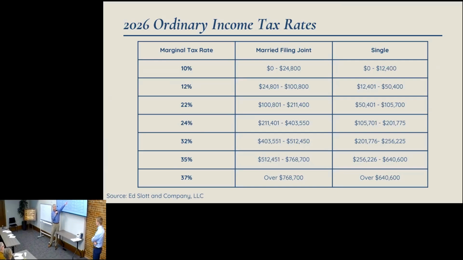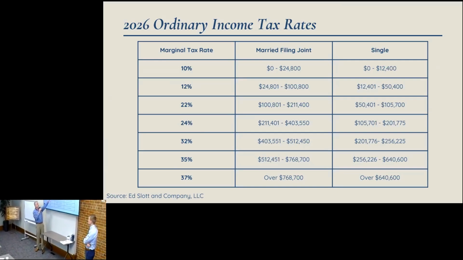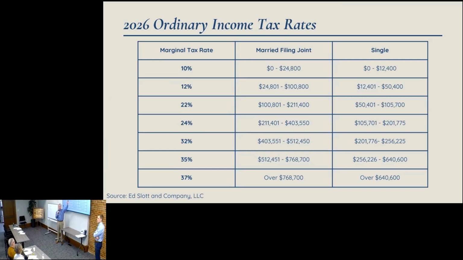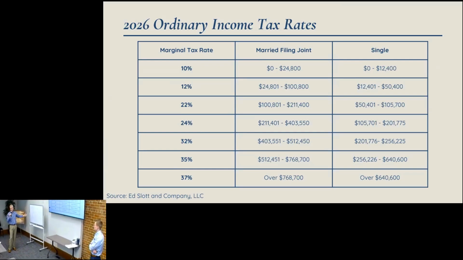So if you made $211,402 of taxable income, you're only paying 24% on that last $1. Does everybody know that, this progressive tax rate? I know I repeat that. I just want people to understand that. Just because you're in the 24% tax bracket doesn't mean you pay 24% on everything back to dollar one.